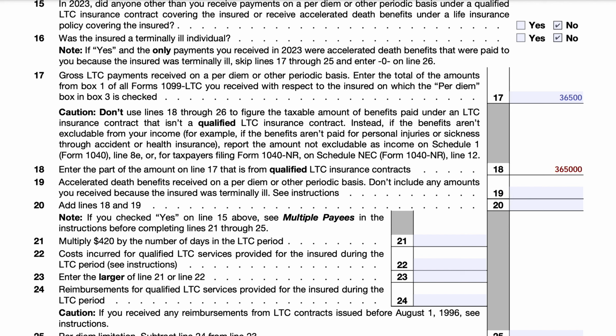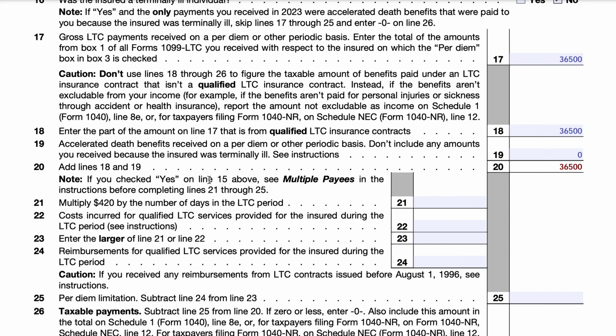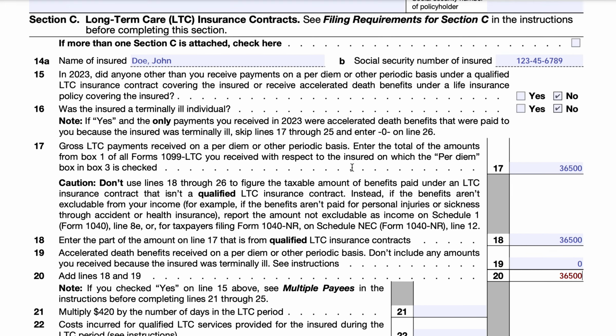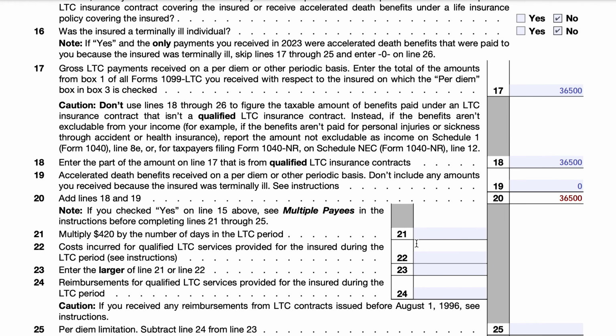So let's just say that all of this is from a long-term care insurance contract. We'll assume that there were 0 accelerated death benefits on a per diem basis, and then we'll add those up. So basically $36,500. If you checked yes on line 15 above, which we did not, then that means we're having to go through special instructions for multiple payees, which means you're doing this a couple of times and having to prorate the payments for each person.